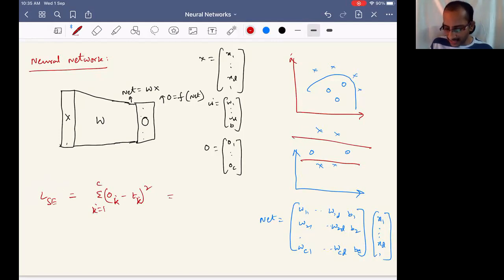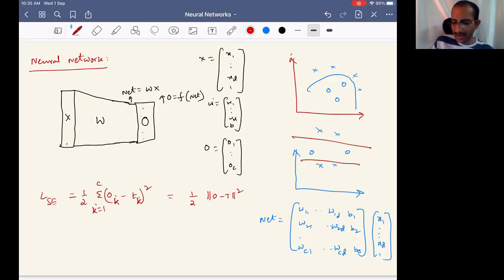And if I want to write it in vector form, how should I write? No need to include the index. It is half times the norm of O minus T, whole square. Okay, so this is the square error.